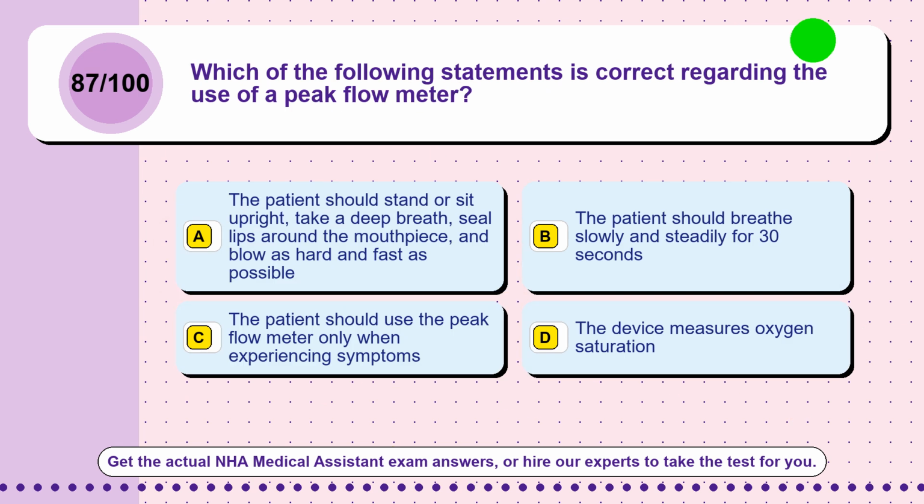Question 87. Which of the following terms refers to the specific amount of money a patient must pay to keep their health insurance policy active? Option A, deductible. Option B, premium. Option C, co-insurance. Option D, allowed charge.